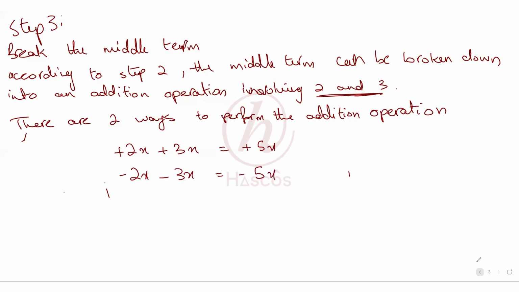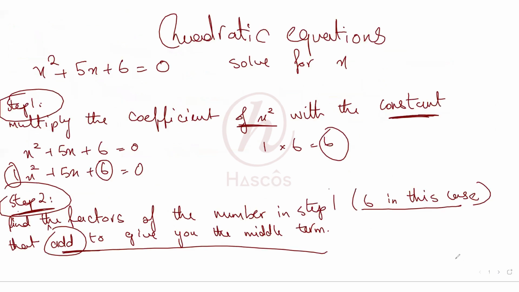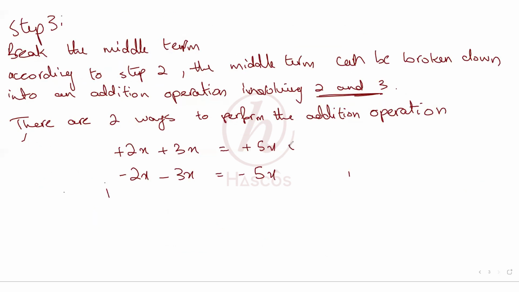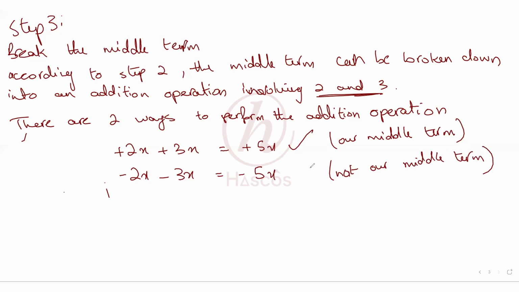Now, when we go back and observe our original equation, our middle term is a positive 5x. So we're going to take this and break it down into this form. Our middle term is not a negative 5x, so this has to be disregarded.